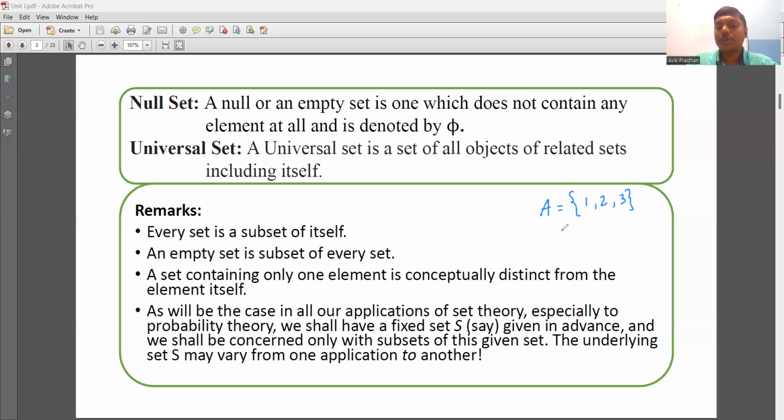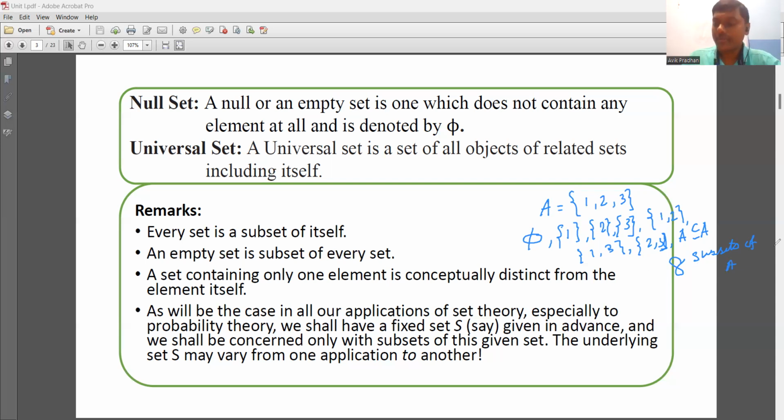Now what could be the possible subsets of this A? As I already mentioned in the second remark, the null set is a subset of A. Now, if I consider the singleton sets of these elements, singleton 1, singleton 2, singleton 3, they all are subsets of A. Now, if I think about two elements at a time, like 1 2, 1 3, 2 3, these elements and A itself, they all are subsets of A. So how many are there? 1, 2, 3, 4, 5, 6, 7, 8. So there are 8 possible subsets of A.